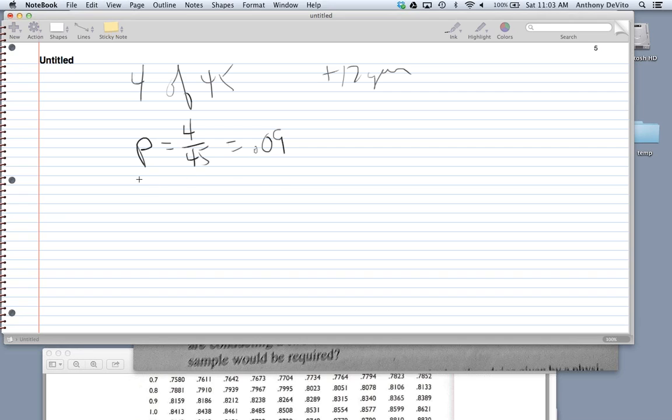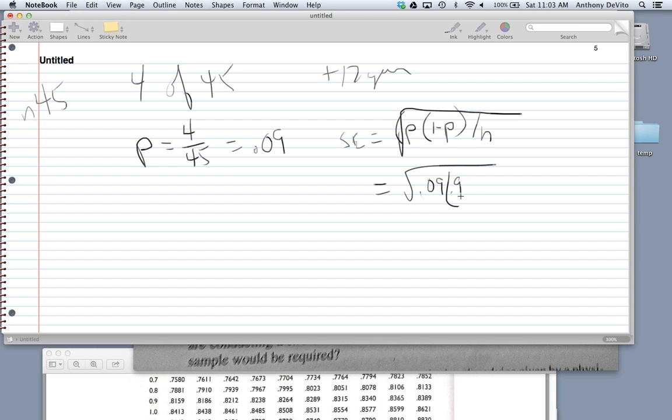Okay, so now if I were to take repeated samples of size 45, if I did that over and over again, what would be the standard deviation for those repeated samples, or in other words, kind of a standard error? Well, my standard error is going to be equal to the square root of P times 1 minus P over N, right? I'm going to take that whole thing and take the square root of it. What's that going to be equal to? It's going to be equal to 0.09, 1 minus P is going to be 0.91, right? Divided by my sample size, which is N. I'm going to take the square root of that.